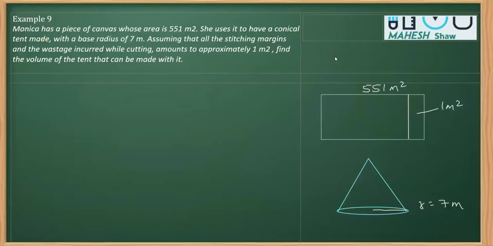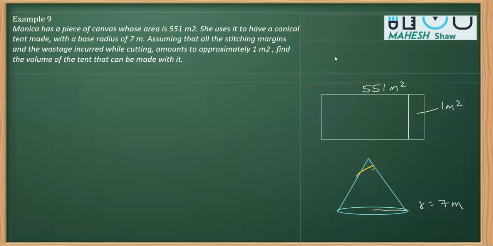We are on example number 9, textbook. The question says Monica has a piece of canvas whose area is 551 meter square. So she has a piece of cloth, whatever be the shape, its area was 551 meter square. Now, it says that she is using this cloth to make a tent whose base radius is 7 meters. So the cloth she is using it to make a tent.